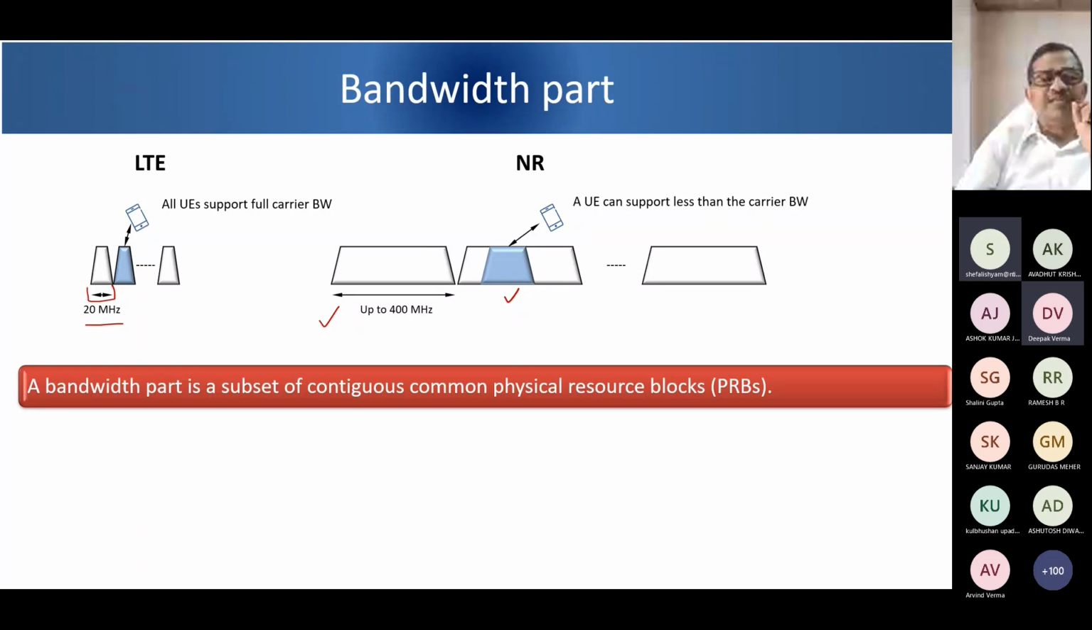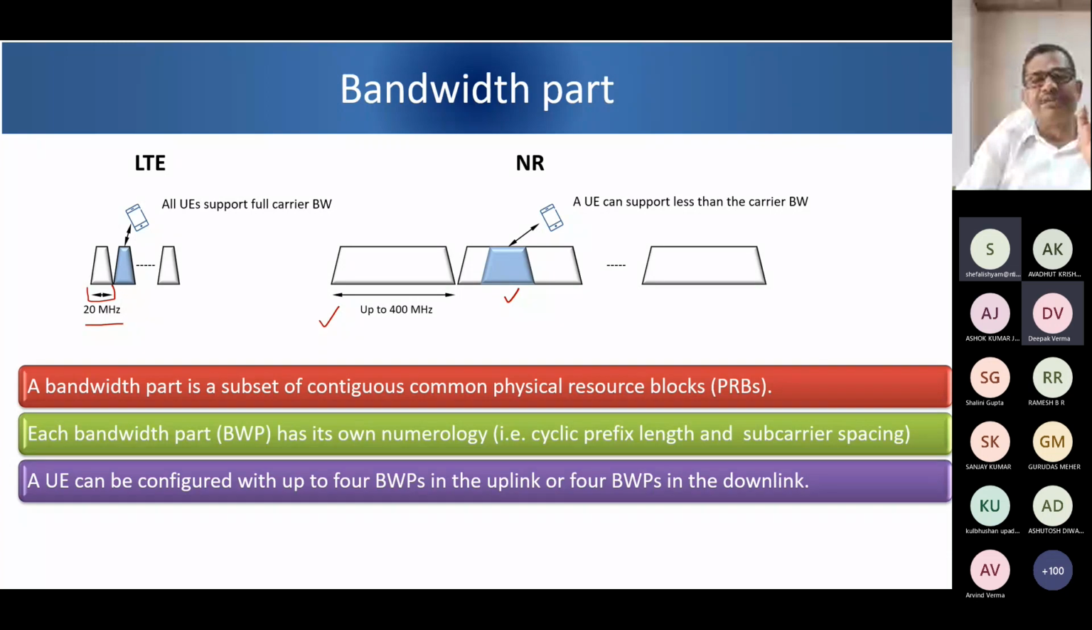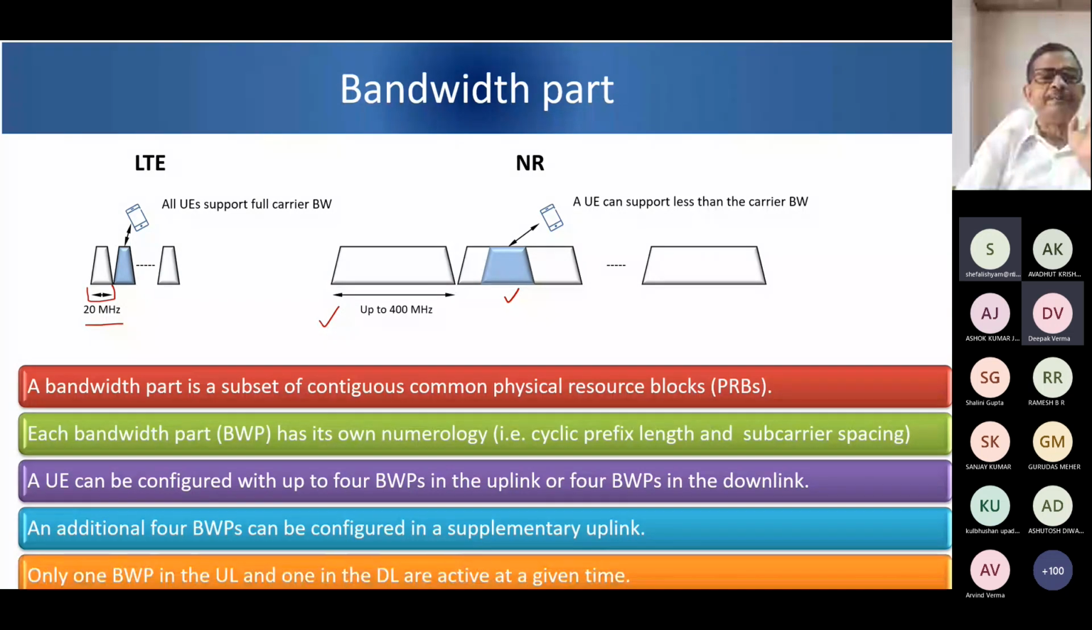So what is a bandwidth part? It is a contiguous set of resource blocks within the channel bandwidth, and each bandwidth part can have its own numerology, either the same numerology in all the bandwidth parts, or a different one. And a UE can be configured for 4 BWP in downlink and 4 in uplink. In case you have a supplementary link, you can use another 4 BWP.